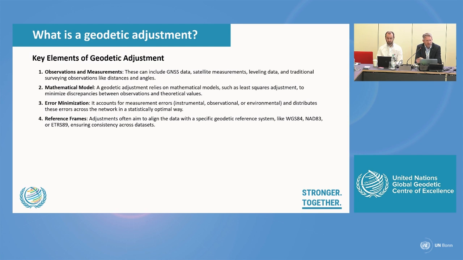So we take the observations and measurements and we have a mathematical model, and the aim with that model is to try and minimise the errors in those observations. So we've got to account for things like measurement errors that might have occurred when you were making the observations with the instrument, or environmental factors, and then distribute those errors around the network in a statistically optimal way. We then have reference frames as another key element, and the aim here is to align our adjusted network with specific reference frames, and that could be NAD 83 if you're in America, or ETRS if you're in Europe, to ensure consistency across your data sets.